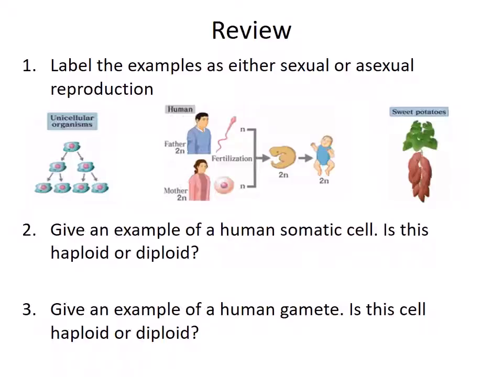Number 2 says, give an example of a human somatic cell. Is this haploid or diploid? A human somatic cell is like your regular body cell, like a liver cell or a skin cell or a bone cell or a photoreceptor in your eye. Those would all be somatic cells. And in humans, our body cells are going to be diploid. Number 3 then says, give an example of a human gamete, and is this cell haploid or diploid? Human gametes are sperm or egg, and they are going to be haploid.